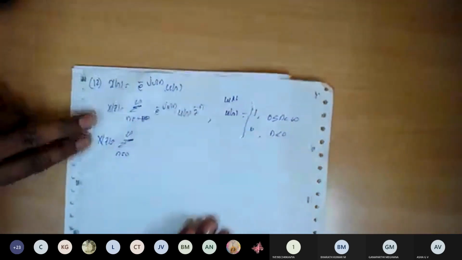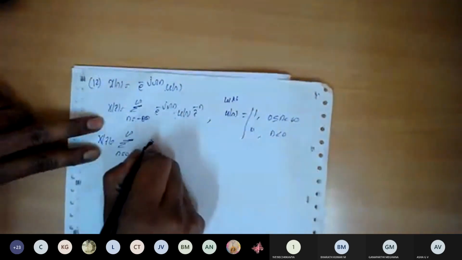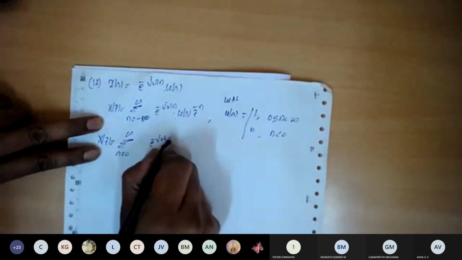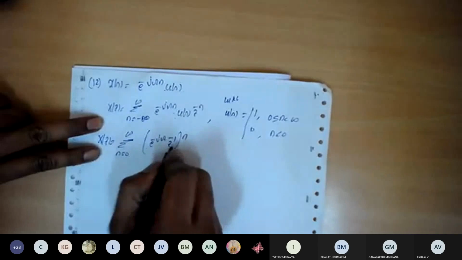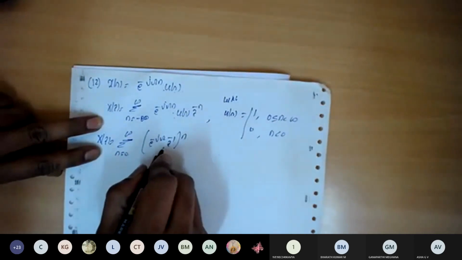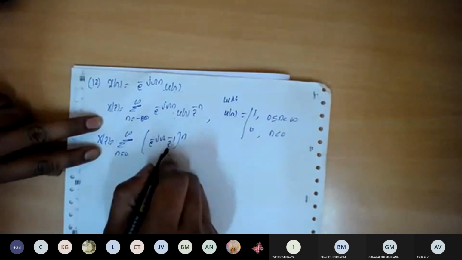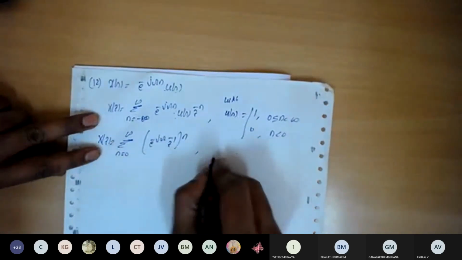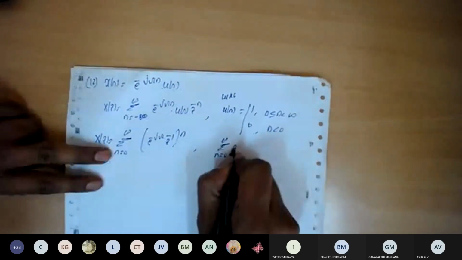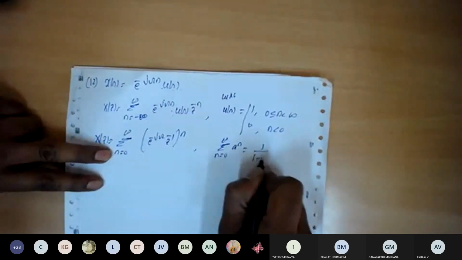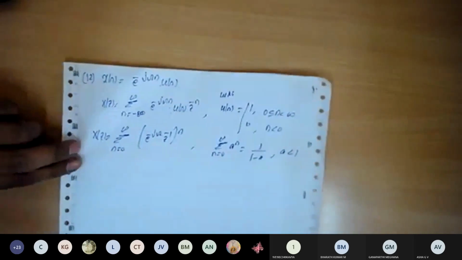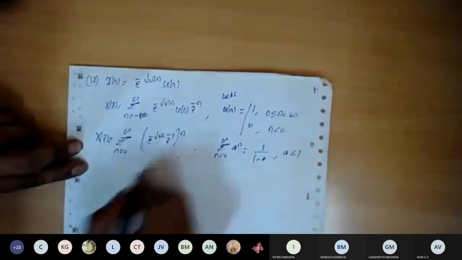Here n is common, so I'll take n outside. So e to the power of minus j omega into z inverse, the whole to the power of n, we'll take as common. So we can apply the sum of infinite terms formula. Already we know this one. I'm going to read it again: summation n is equal to 0 to infinity a to the power n is 1 by 1 minus a, provided a should be less than 1. Let us write this formula each and every time. Here we'll apply this formula.